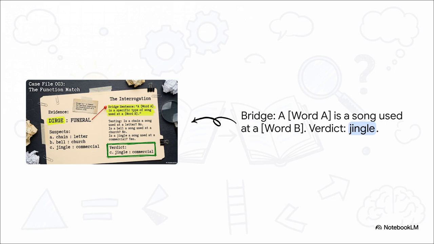A dirge is a specific type of song used at a funeral. Let's test it out. Is a chain a song used at a letter? Nonsense. Is a bell a song used at a church? No, a bell is an instrument, not a song. Is a jingle a specific type of song used at a commercial? Yes. Matching the functional relationship highlights the correct pair without breaking a sweat.